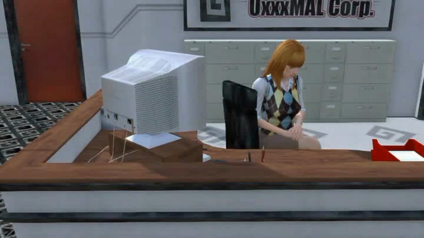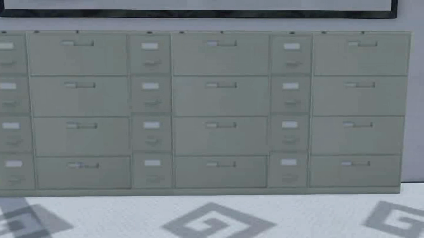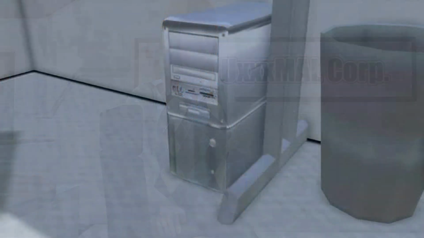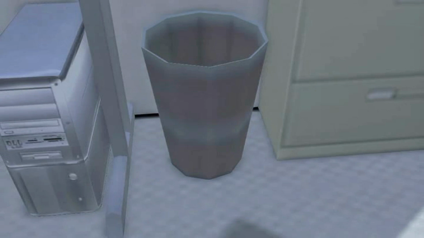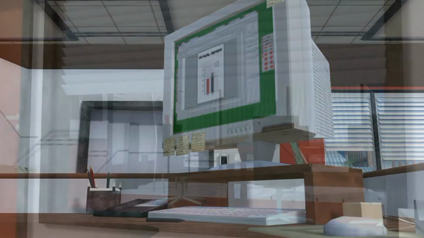Where are we? What are those? Who is she? What is this? Is this a waste bin? Is this a computer? What is that room called?